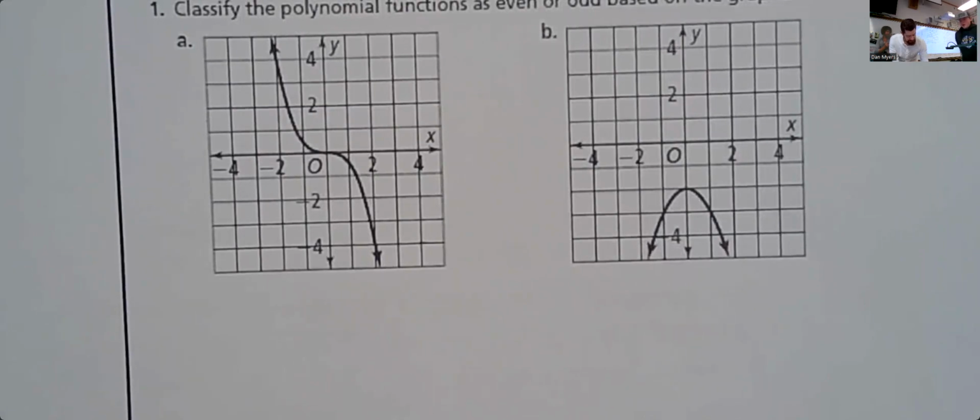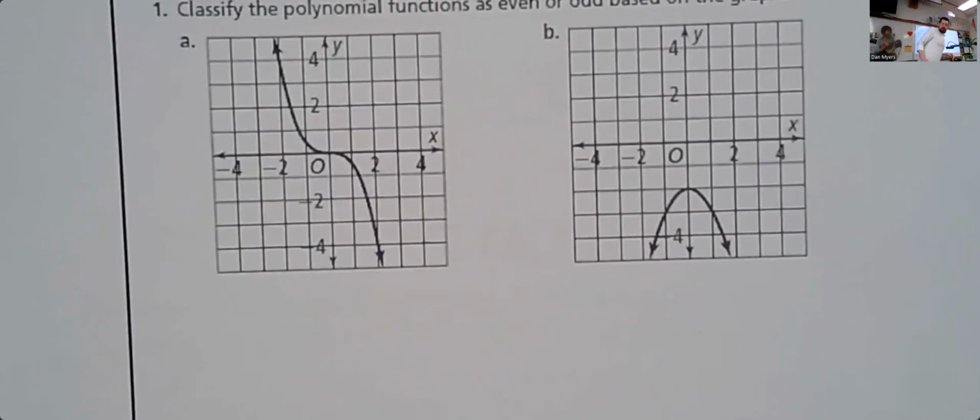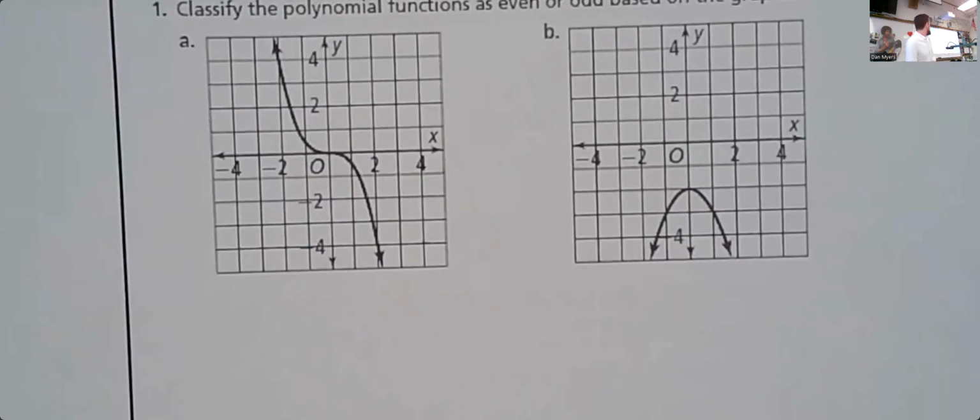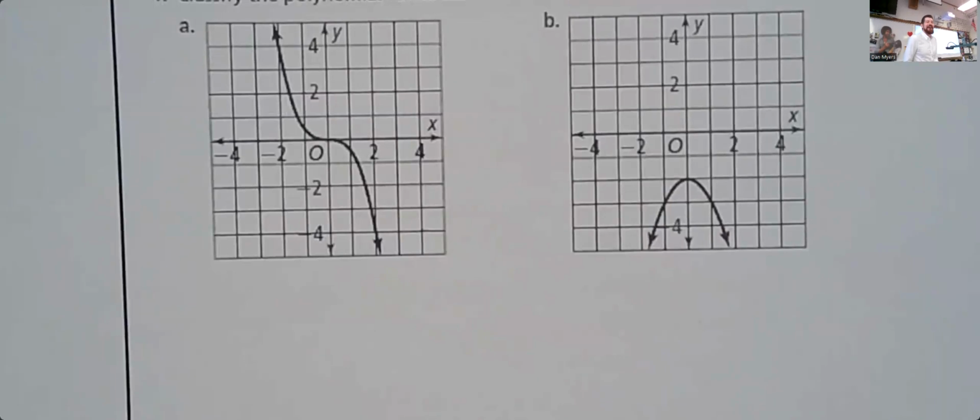Let's see if we got it. Okay. All right. So problem number 1, here we go. 1A. Let's see. Abel, what'd you get for A? Didn't do it? All right, let's find out.